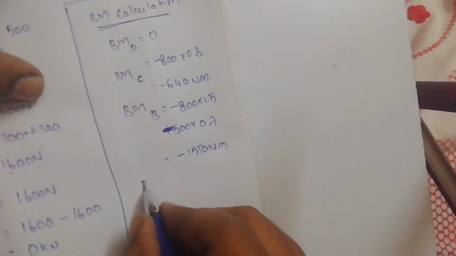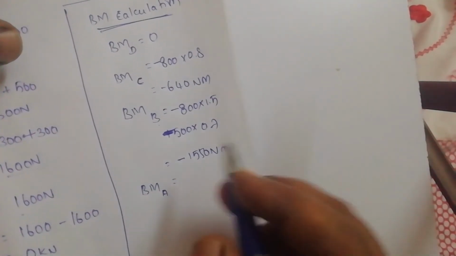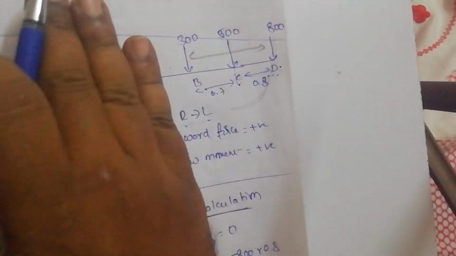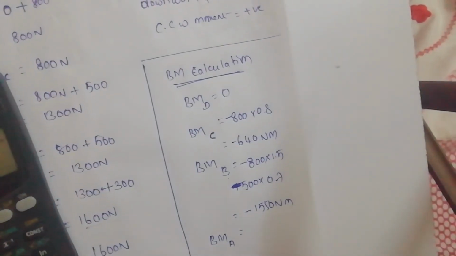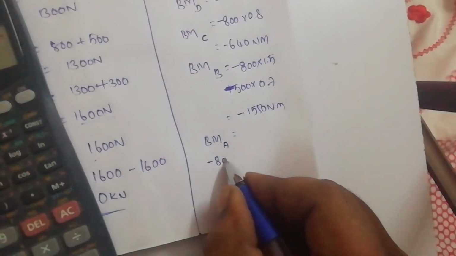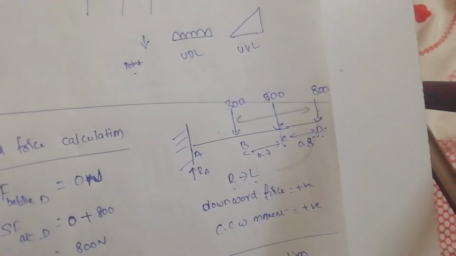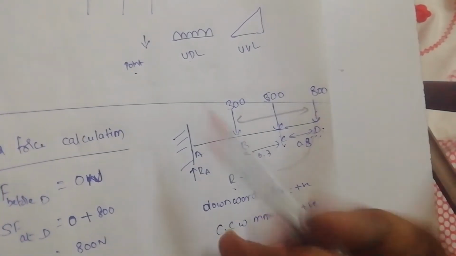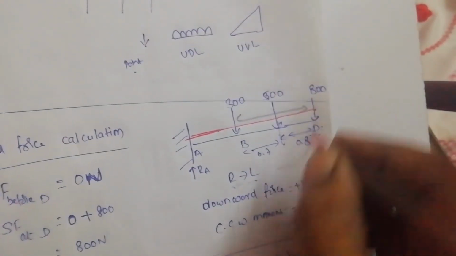Next is the bending moment at point A. Bending moment at point A means I have to take the loads which are on the right side of A. So I have three loads here, one is 300, one is 500, another is 800. All the loads I have to take. So the first load is 800, so I will solve with 800. Minus 800 into the total distance from 800 to point A.